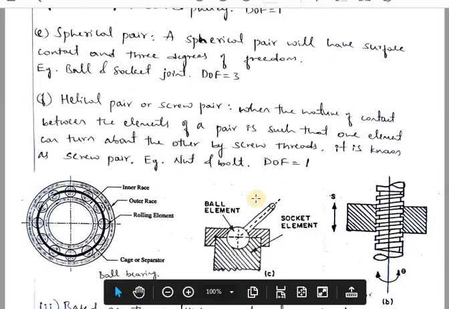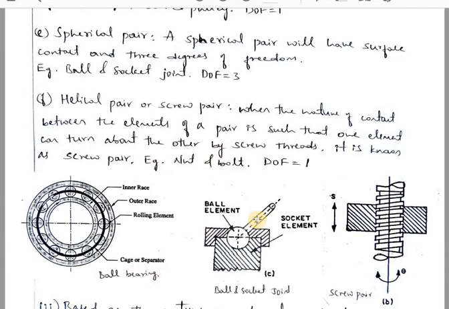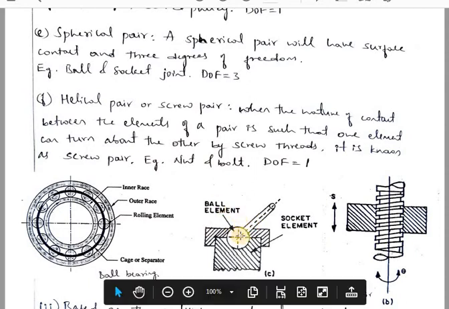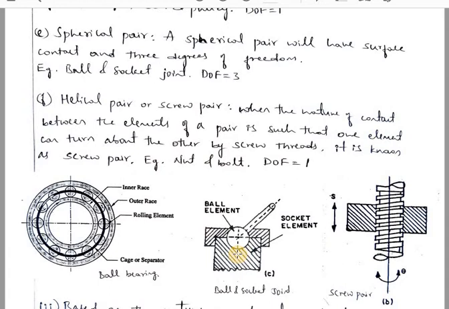So here you can see the example of a ball and socket joint. That is the example of the joystick we are discussing. Here the joystick will have 3 degrees of freedom, where a spherical pair is formed. Here you can see this is the ball element and this is the socket, so we call it a ball and socket joint. So a spherical pair has 3 degrees of freedom and the joystick is one example of this.